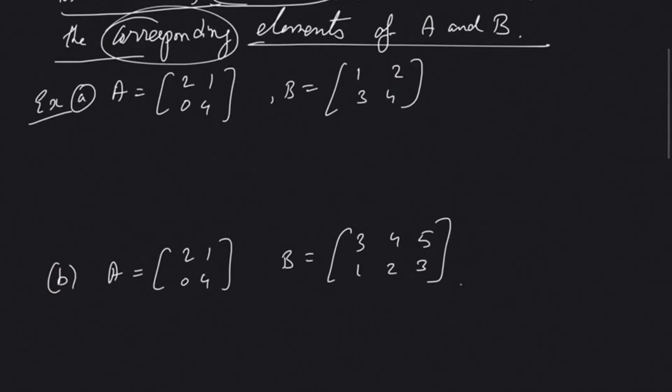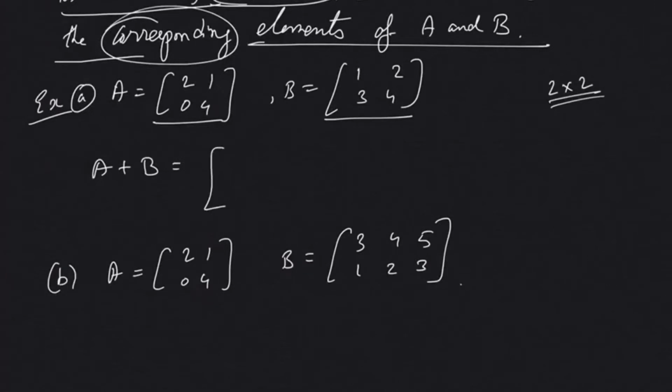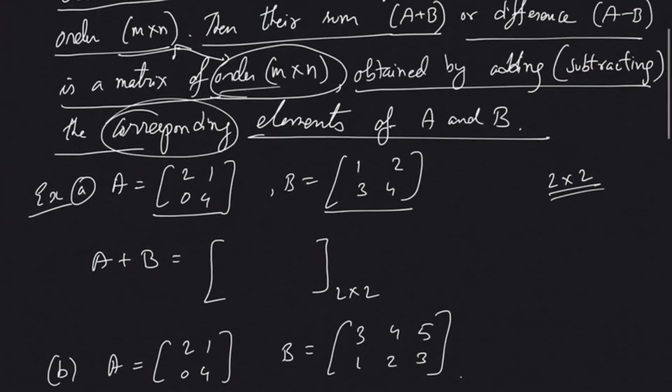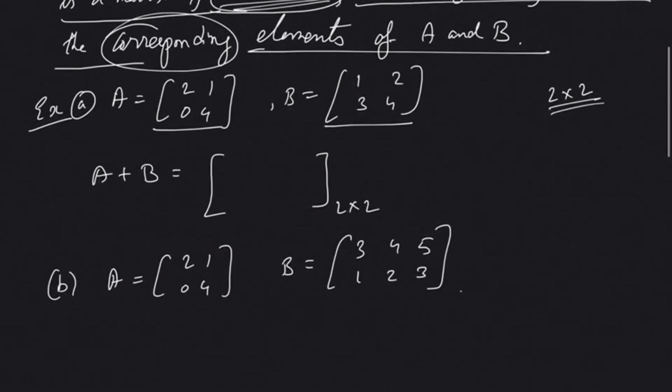Likewise, in this first example, you can see that these two matrices are comparable because both are of the order 2 by 2, so we can add. When we add, our resultant matrix will also be of order 2 by 2, as mentioned in the definition here. So now how do we add?